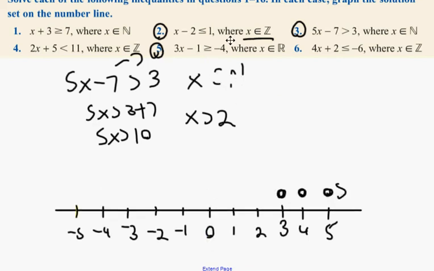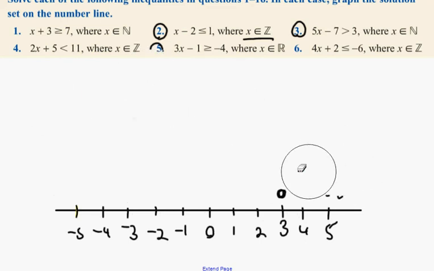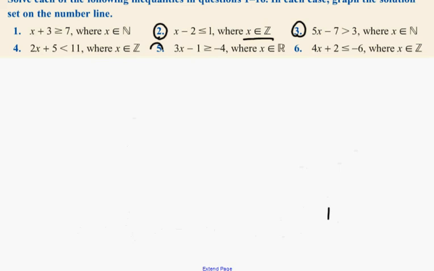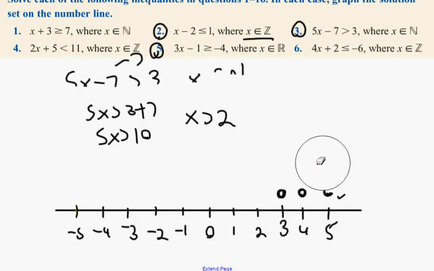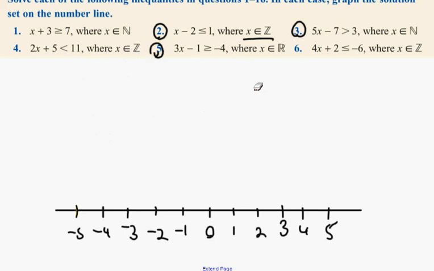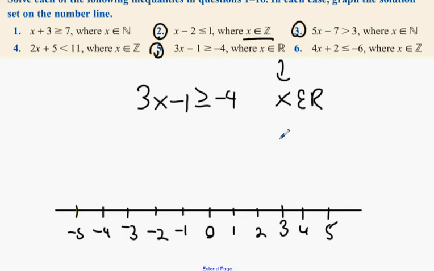Just recycle this again. Wait a minute. The haunted board is coming back to haunt me. There we go. So 3x minus 1 is greater than or equal to minus 4. X is an element of R. What does that mean? We're going to be drawing the line. It's either going to be a hollow dot or a full dot. Okay? Full dot because the equal sign is there.